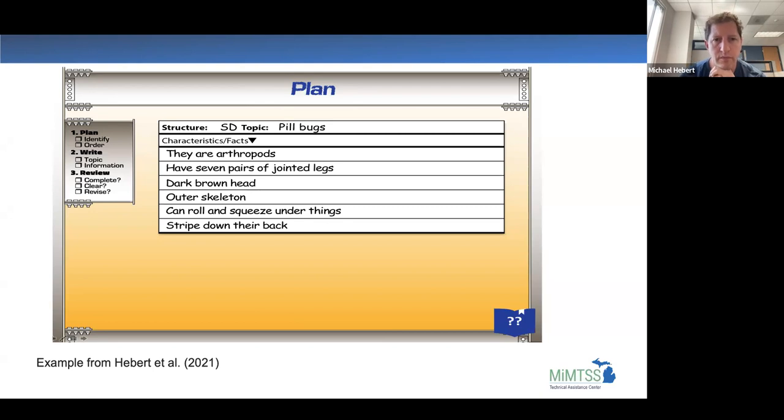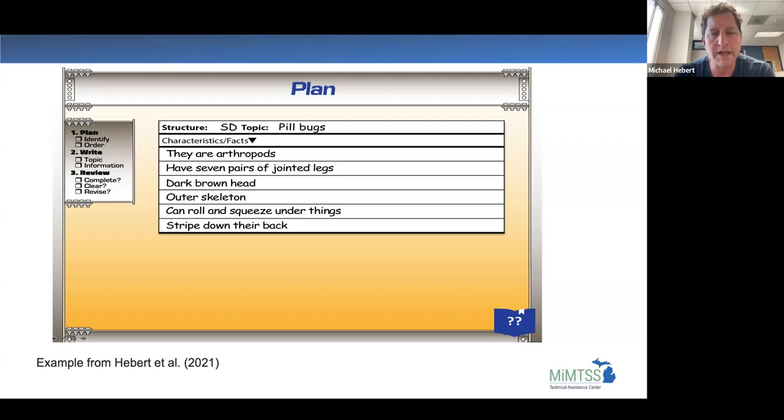So what I do is I say, okay, the structure of this is going to be a simple description. And my topic is pill bugs. Okay, so I know the topic. I'm going to be writing about something called pill bugs. And I have to describe the pill bugs, all right? And I've got a list of characteristics and facts here. They're arthropods. They have 7 pairs of jointed legs, dark brown head, outer skeleton, can roll up and squeeze under things, and a stripe down their back.